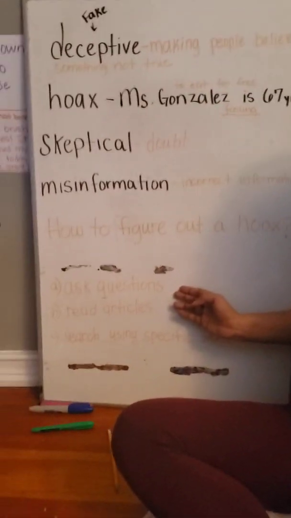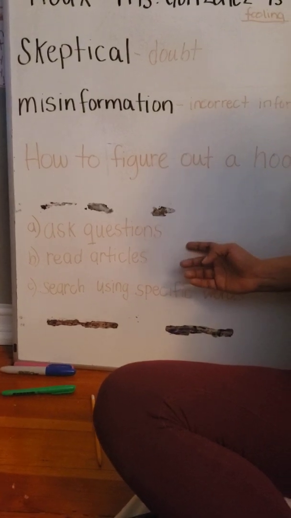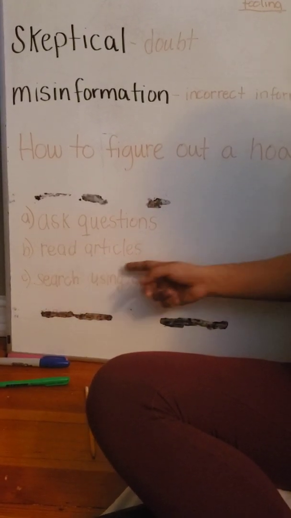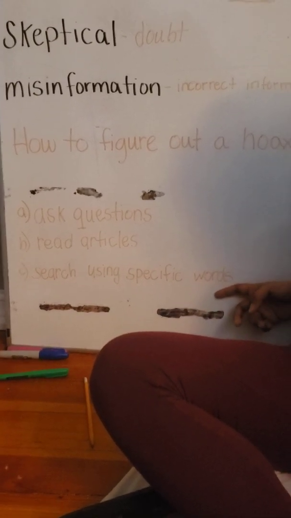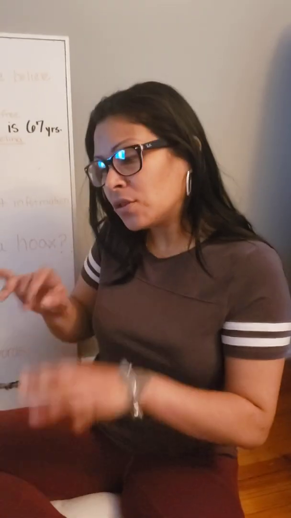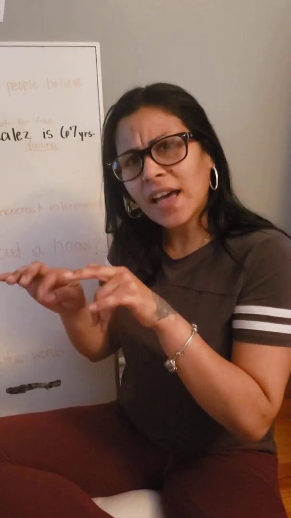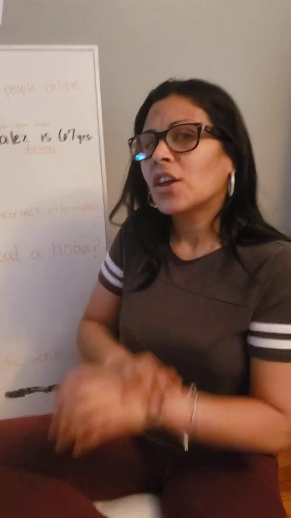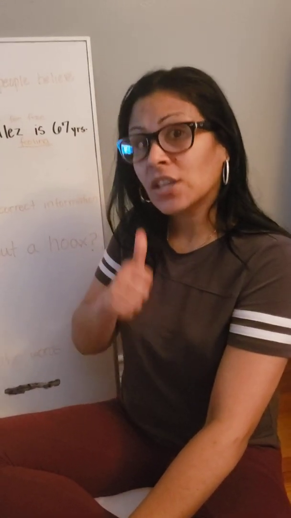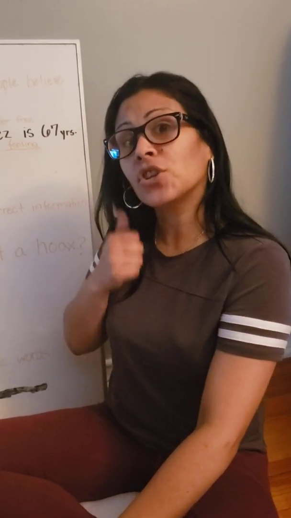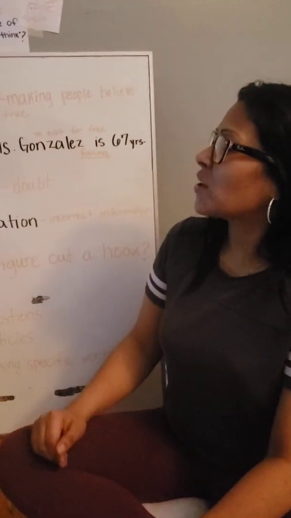So first you ask questions. How? Where? Who said that? Read articles on that topic and search using specific words. So you go online on Google and you ask questions. Do brooms really fly? Remember, by researching, you can get to the bottom of anything. Research is key to getting the right information, to getting facts, and to know if something is real or if something is fake.